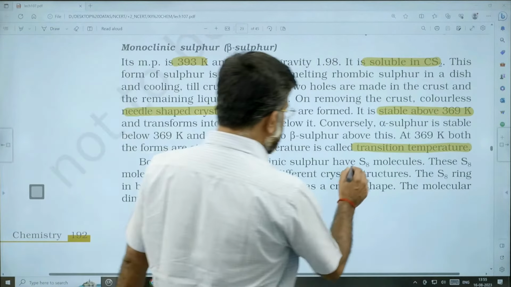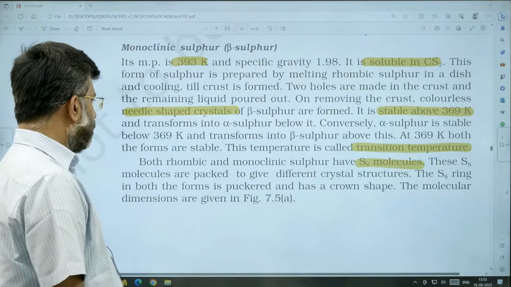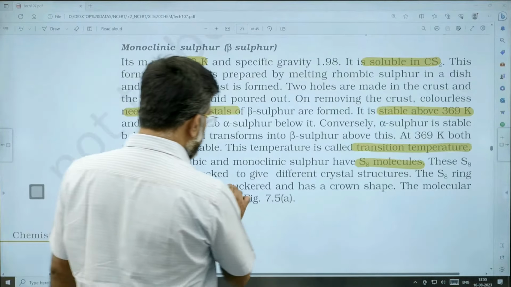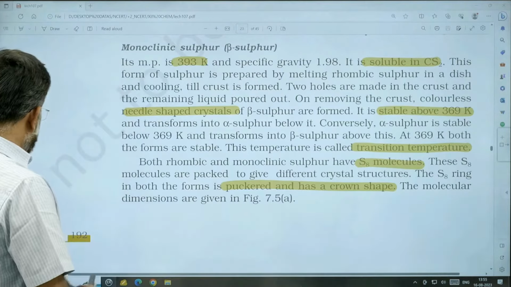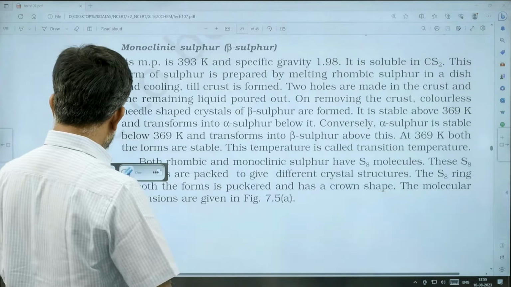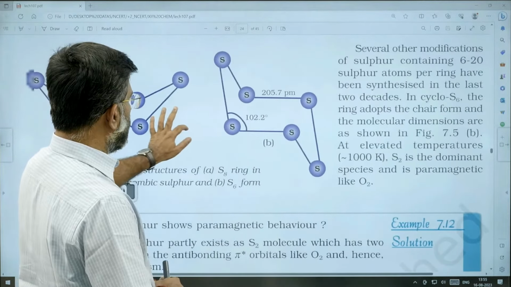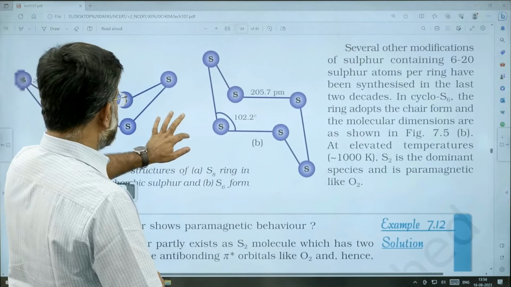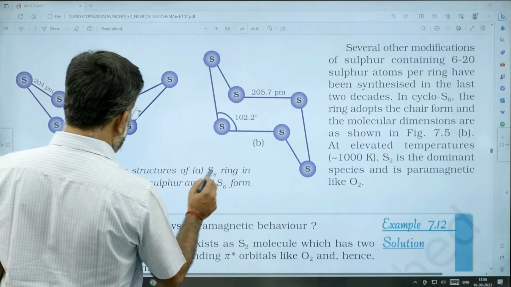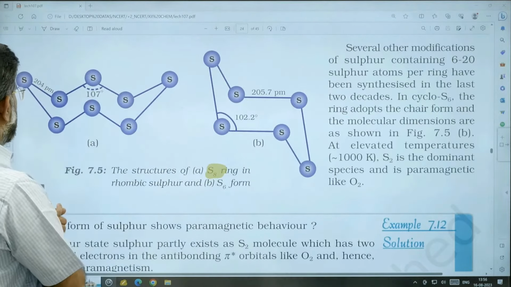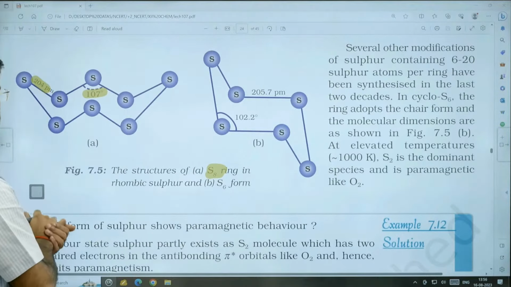They have S8 molecules. It is polyatomic in nature. S8 molecules have a puckered crown shape, a puckered ring structure. This is the molecular dimension and structural entity of sulfur in the S8 form. It is a puckered ring structure with a bond angle of 107 degrees and a bond length of 204 picometer.